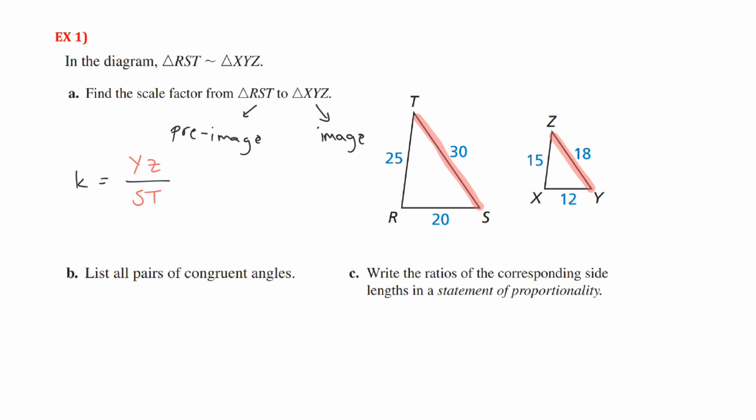Now all we need to do is substitute the values in. YZ is 18 units long divided by ST, which is 30 units long. Scale factors are always written in simplified form, so I need to go ahead and simplify this fraction. I can divide both the numerator and the denominator by 6, and that reduces to 3 divided by 5. And this right here, 3/5, is our scale factor.